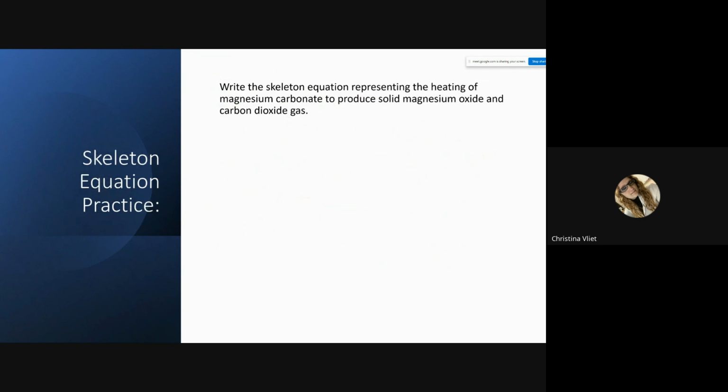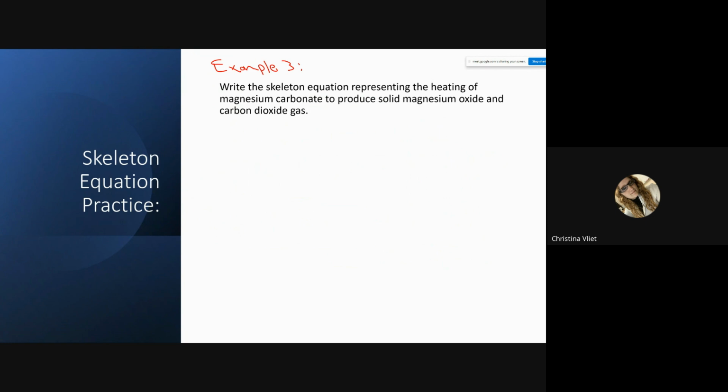Example 3. Write the skeleton equation representing the heating of magnesium carbonate to produce solid magnesium oxide and carbon dioxide gas. I'm going to pause, give you some time. If you've seen me do 2 examples now, if you feel confident with the technique, try it yourself first, and then I'll go over the answer with you in a few minutes. I'm going to give you some time to write it down and try it yourself first.